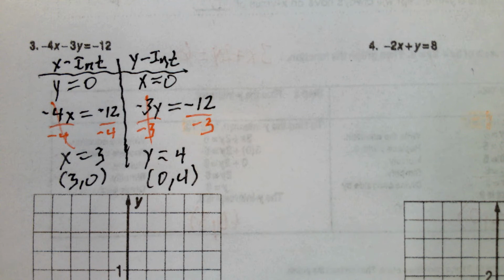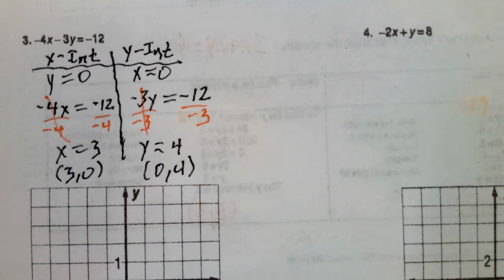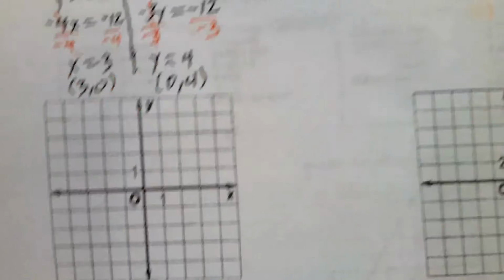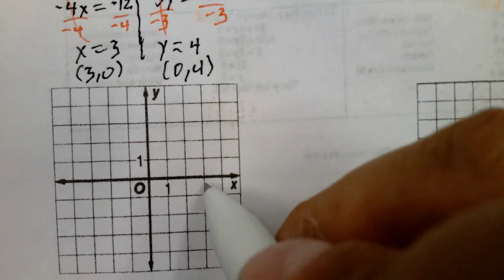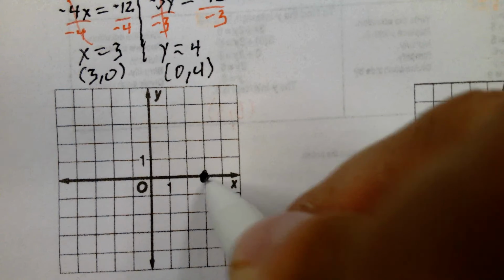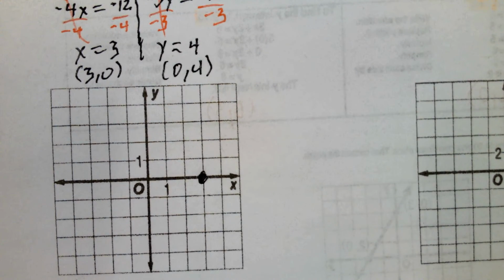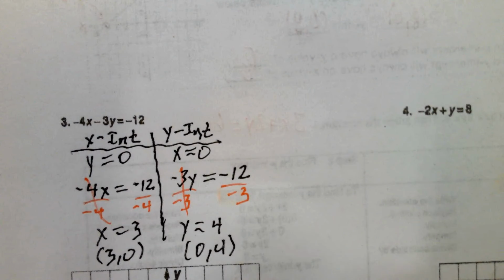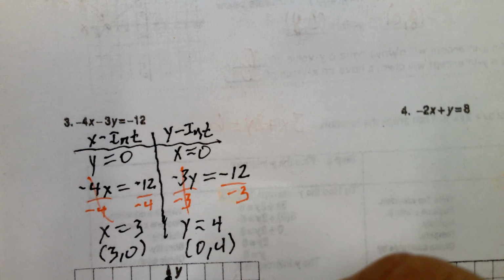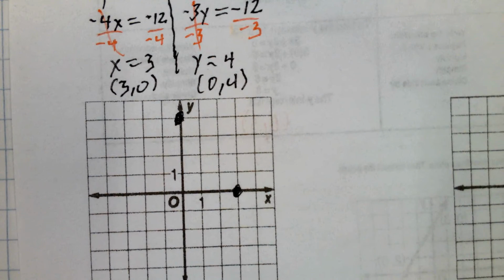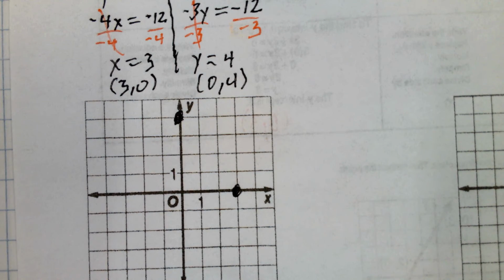Let's plot these points. So we want to go to 3, 0. 3, 0, which is right here. That's 1 point. And then we want to go to 0, 4. 1, 2, 3, 4. Right there. Okay? So let's go ahead and make our line.